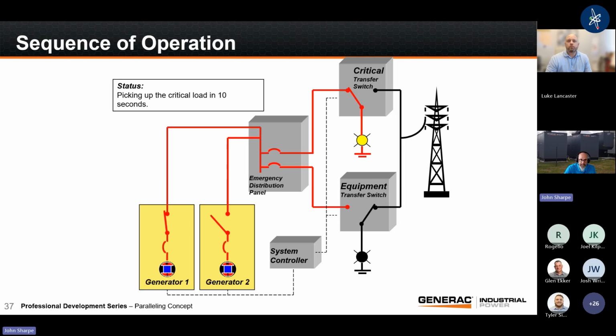Generator number 2 is now going to be looking at this sine wave. It's going to match itself to that sine wave, and when it's ready to go, it's going to pop over. And now the equipment transfer switch is available to pop over because now I've got 2 gens on the bus.